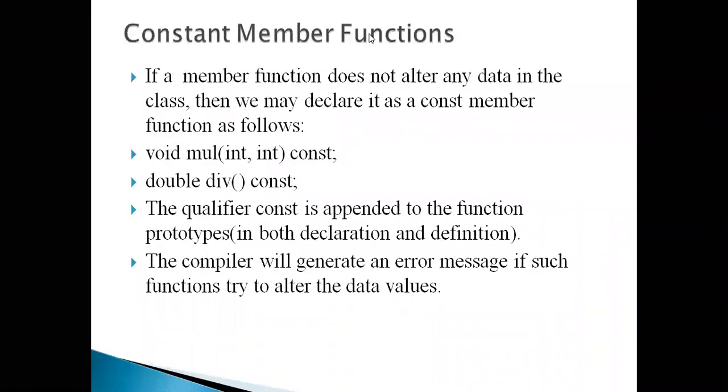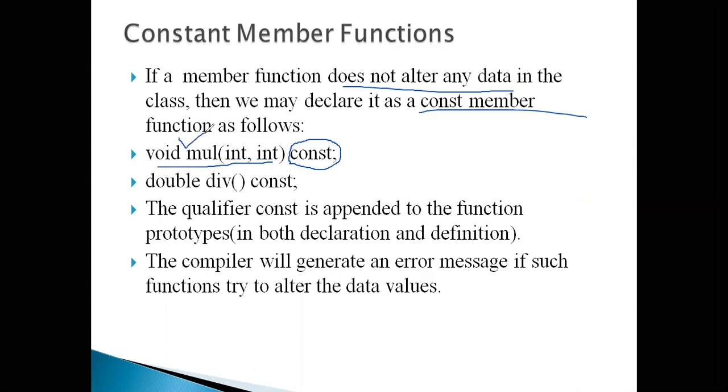Now, come to the next one, that is nothing but constant member functions. When you make a member function a constant member function, we are not going to alter any data in the class which is declared as constant. Look at this: this is a normal member function. I am making this member function constant by specifying the keyword const. So when I specify the keyword const, this function becomes a constant function.